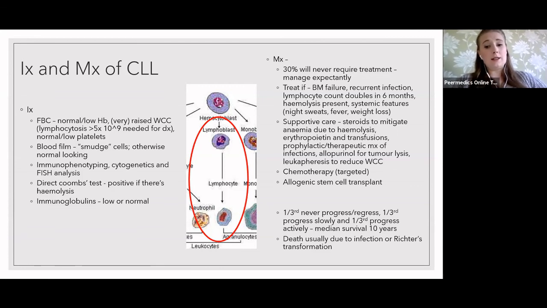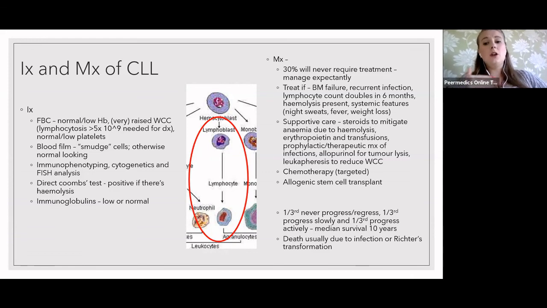So you might do some targeted chemotherapy, or if you're thinking this is an old patient, I just want to palliate them, consider things like steroids to mitigate anemia, erythropoietin, transfusions, therapeutic or prophylactic management of infections, allopurinol, rasburicase, or whatever you want to cover them with for tumor lysis risk, and leukapheresis to reduce the white cell count.